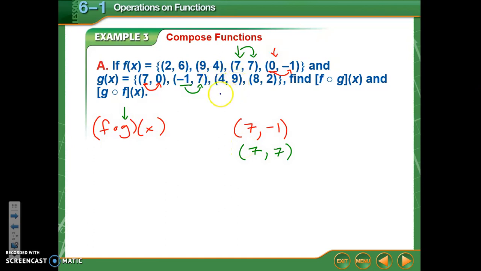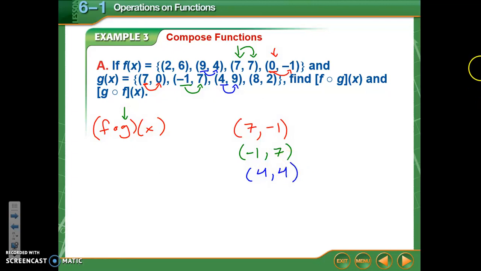Let's do another one. If I plug 4 into g, I get 9. If I plug 9 into f, I get 4. So my new ordered pair is 4, 4. Whoops, I think I messed up on this one before. Sorry. Let's look at that one more time. -1 takes me to 7. 7 takes me to 7, but I started by plugging in -1, so this ordered pair would be -1, 7.